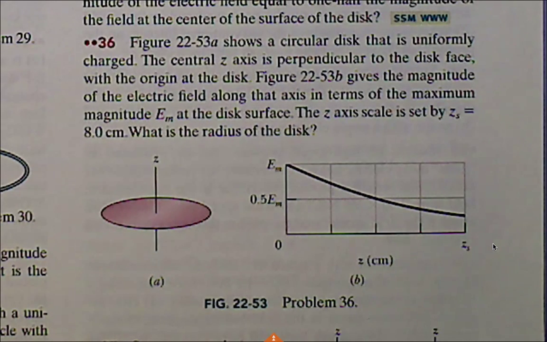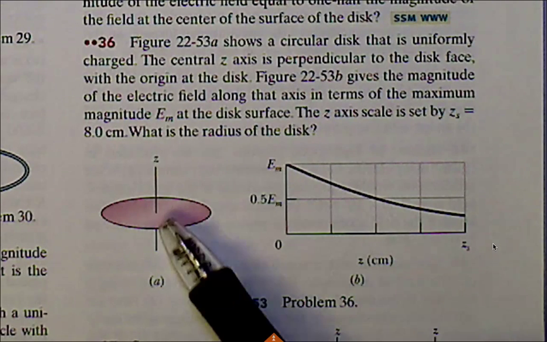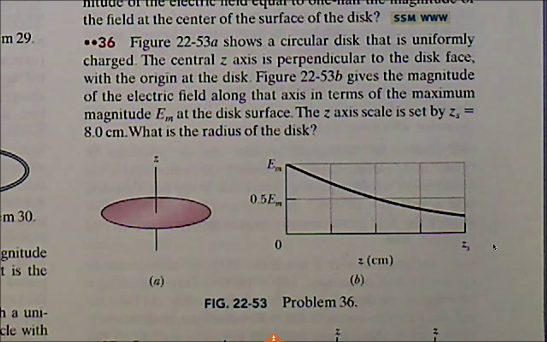Alright, today we're going to do problem 36 about a circular disk. This circular disk is uniformly charged and the central axis Z is perpendicular to the disk face, with the origin at the disk, meaning that Z is equal to 0 here at the disk.